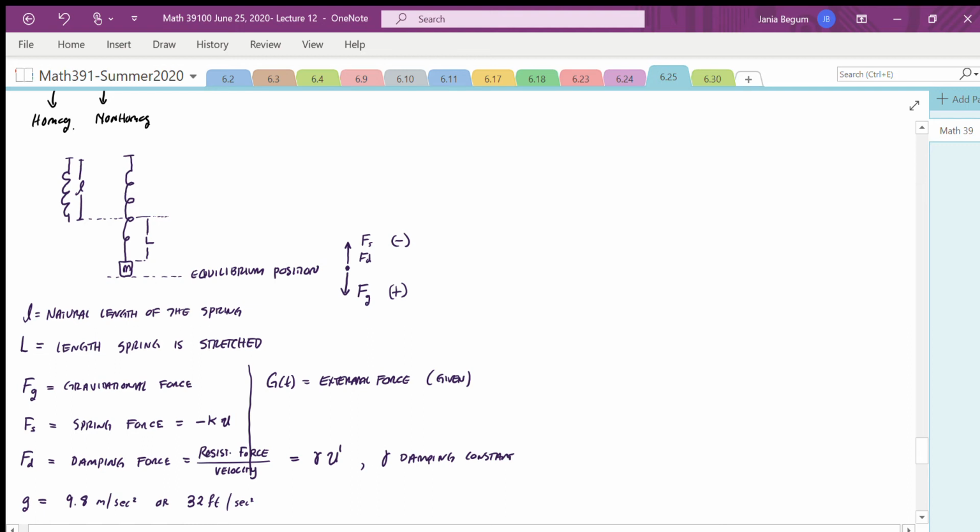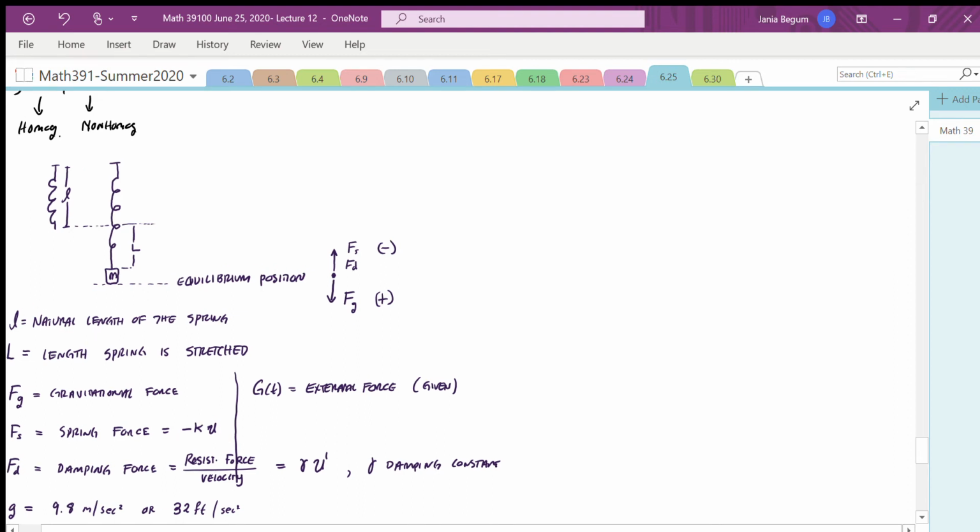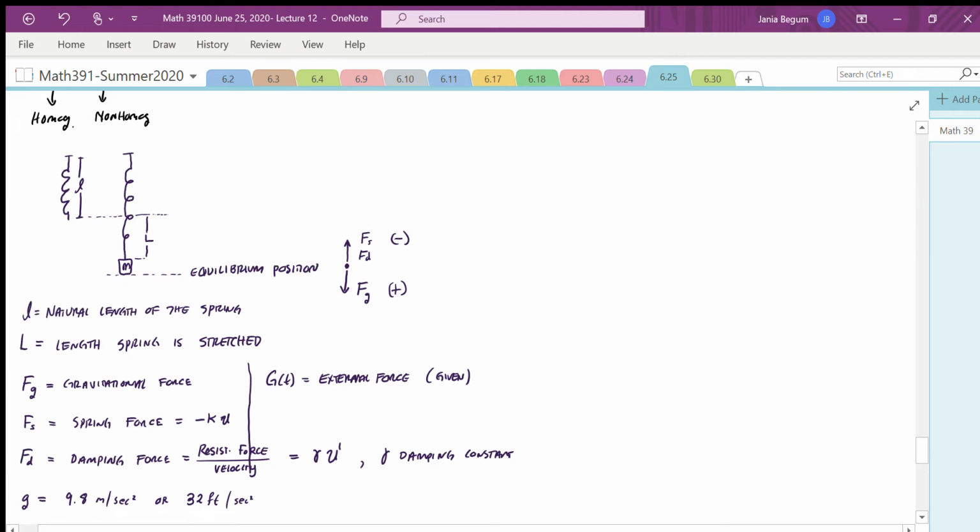And once it is stretched, we look at the equilibrium position. That's what we call the 0th position. And then from there you can either pull the mass downward or compress it upward. If you pull it down, it's positive. If you compress it upward, it's negative. Okay, so that's important to keep in mind.